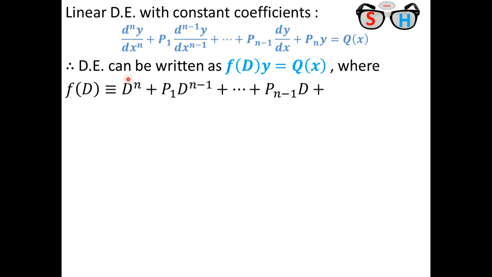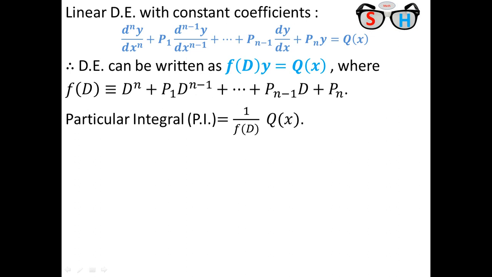I just write capital D in the place of d^n y by dx^n, and D to the power n minus 1 of y means that. These are all discussed in the previous video. However, the particular integral can be written in that form: 1 by f(D) of Q(x).